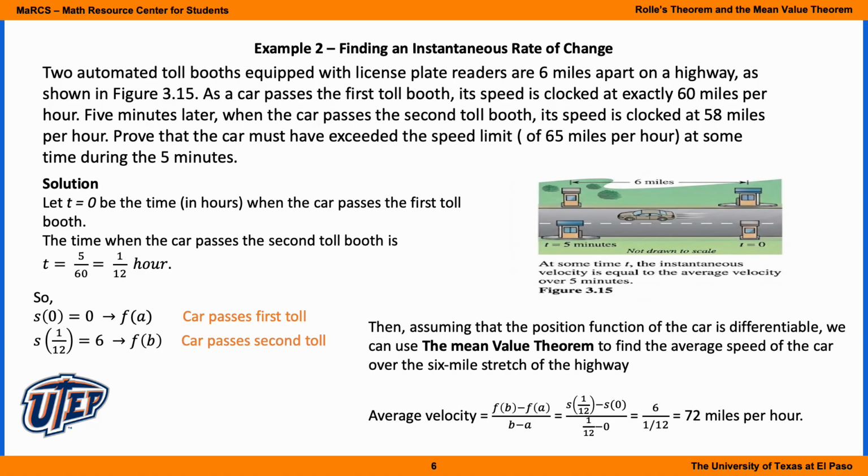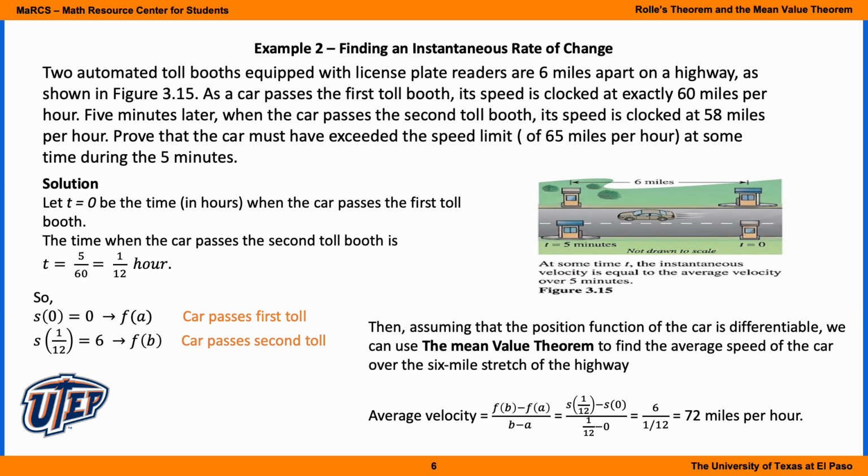Here we're given an example where we'll be using the mean value theorem. We're given two automated toll booths that are located 6 miles apart on a highway. A car will pass the first toll booth and its speed will be clocked at exactly 60 miles per hour. 5 minutes later, it will cross the second toll booth and its speed is clocked at 58 miles per hour. We're told to prove that the car must have exceeded the speed limit of 65 miles per hour at some time during the 5 minutes.